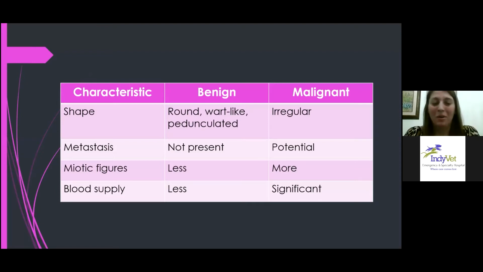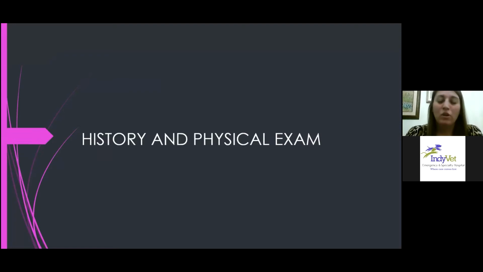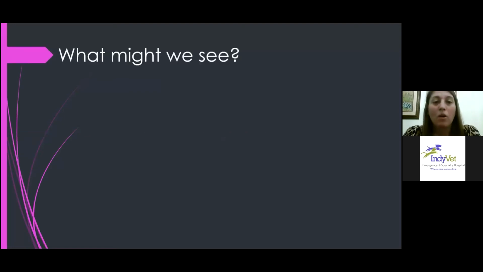So we're going to forget about the benign column for the rest of this lecture and focus on the malignant column. So moving on to our history and physical exam, what might we see? Well, the first thing we might see is cachexia and weight loss, whether that be acute or chronic.